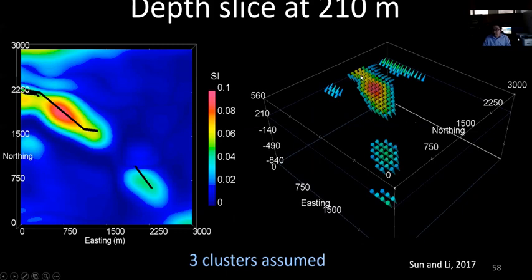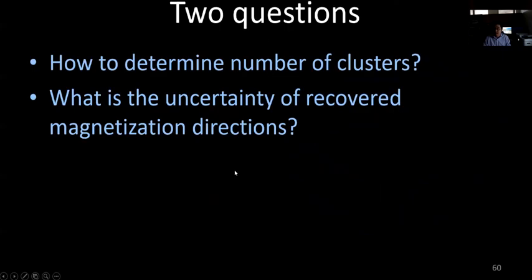So what we see here is that we do observe these spatially coherent magnetizing directions. If you plot the recovered directions in this cross plot of inclination versus declination, this is what you will see. Again, we see 3 well-defined clusters because I assumed 3 clusters. So there are 2 questions: how to determine the number of clusters, and what is the uncertainty of the recovered directions.